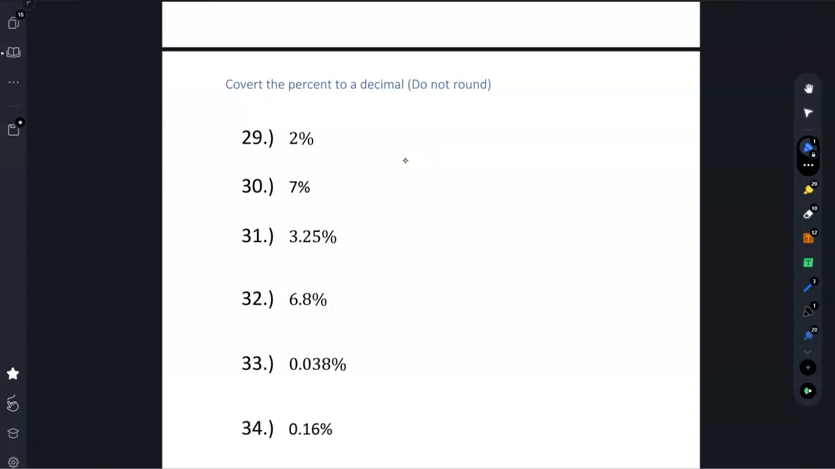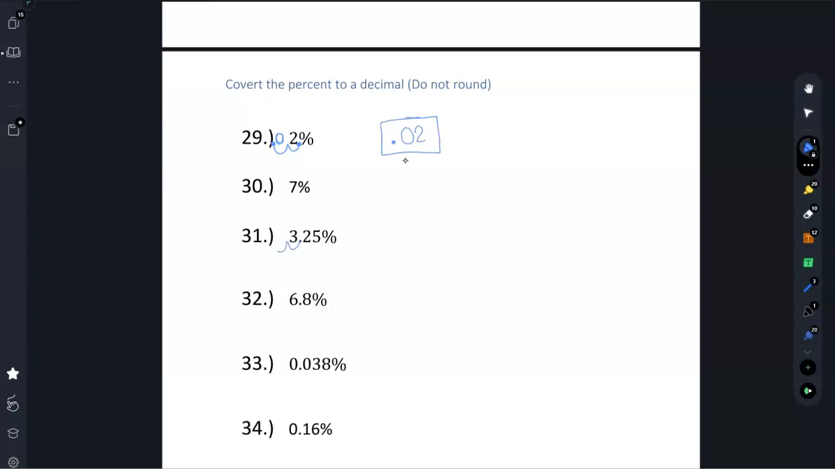The issue with this is the percent, or the decimal, doesn't always show up. So if the decimal doesn't show up, it's at the end of the whole number, to the right of the whole number. So if this was 2%, I put the decimal to the right of that and I move it 2 times to the left, and then I have to go in and add my zeros. So this would be 0.02, and it's not a percent anymore, it's a decimal.